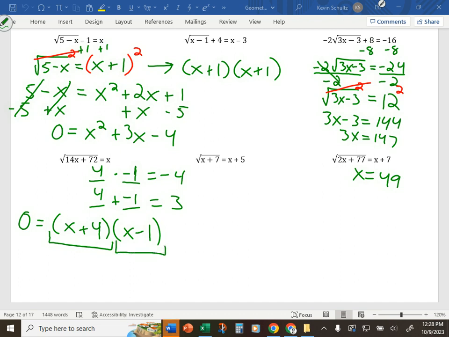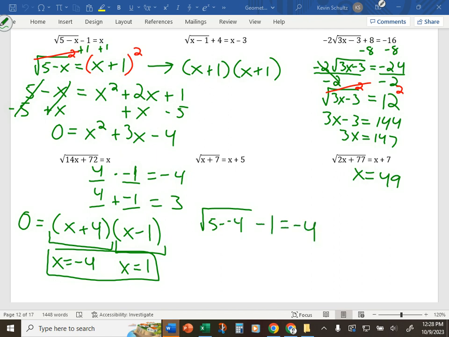What makes x plus 4 equal to 0? -4. What makes x minus 1 equal to 0? +1. So here are our two possible answers. We've got to go all the way back up to the top and see if they actually work. If we plug in -4, it's not +4, we get the square root of 5 minus -4, minus 1, equals -4.